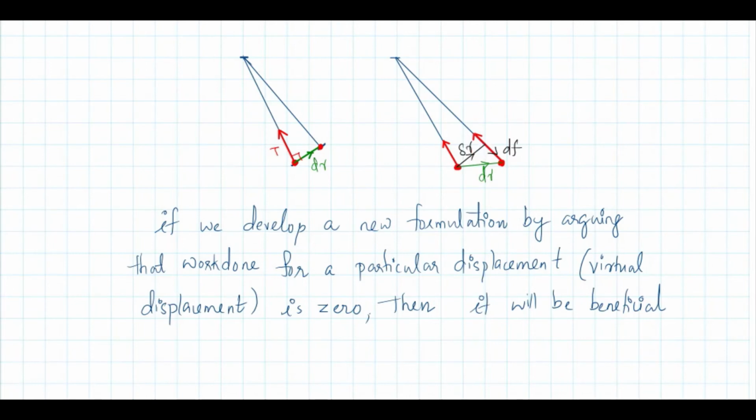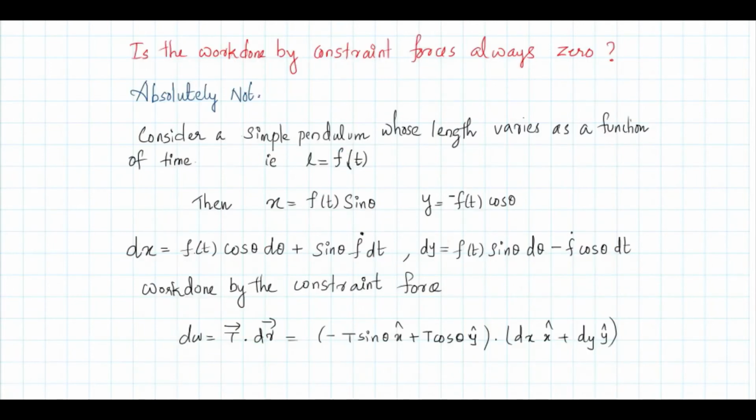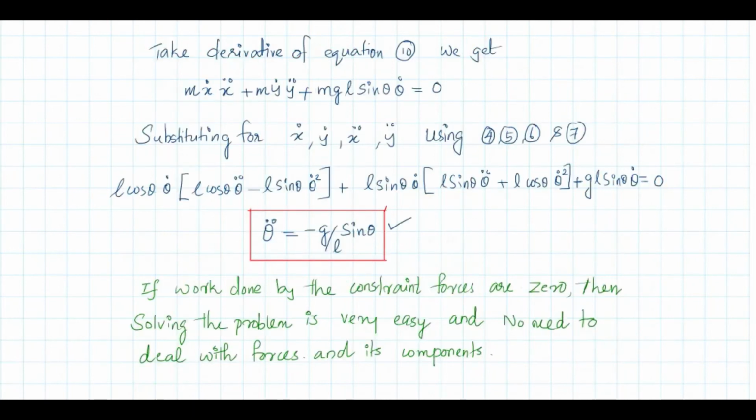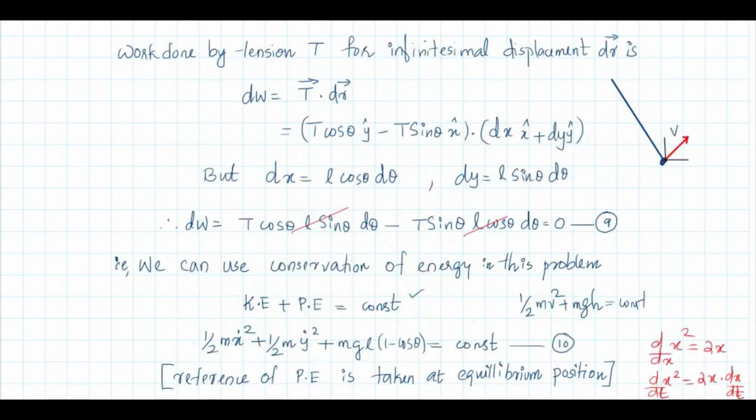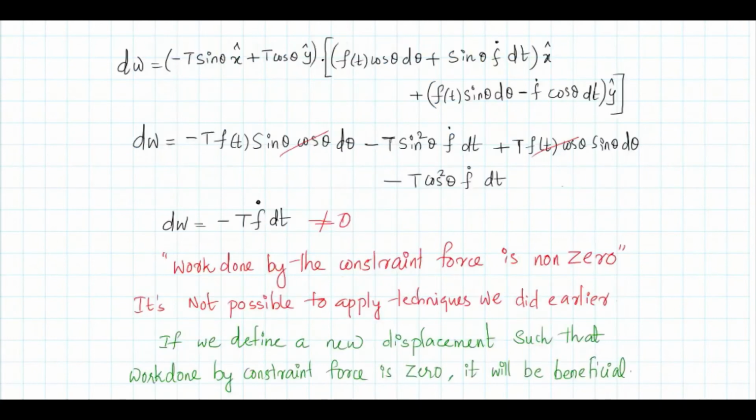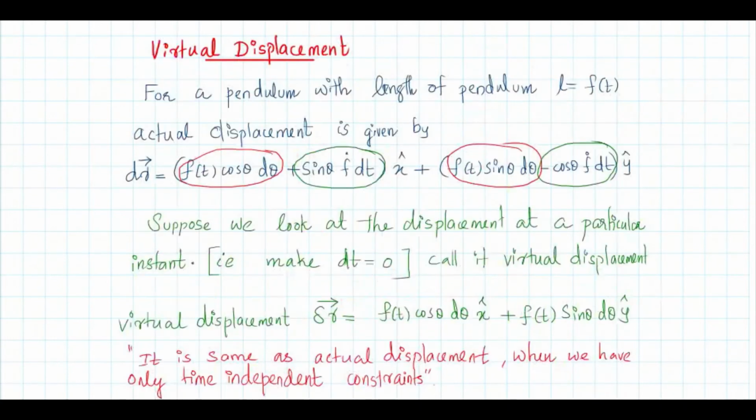One is delta r that you already calculated, and that is the same as this thing. That is dx x cap plus dy y cap, and that is nothing but l cos theta d theta x cap plus l sin theta d theta y cap. Instead of L, you have f of t. So that term is the first one, f of t cos theta d theta x cap plus f of t sin theta d theta y cap. That is delta r. And there is one more term.